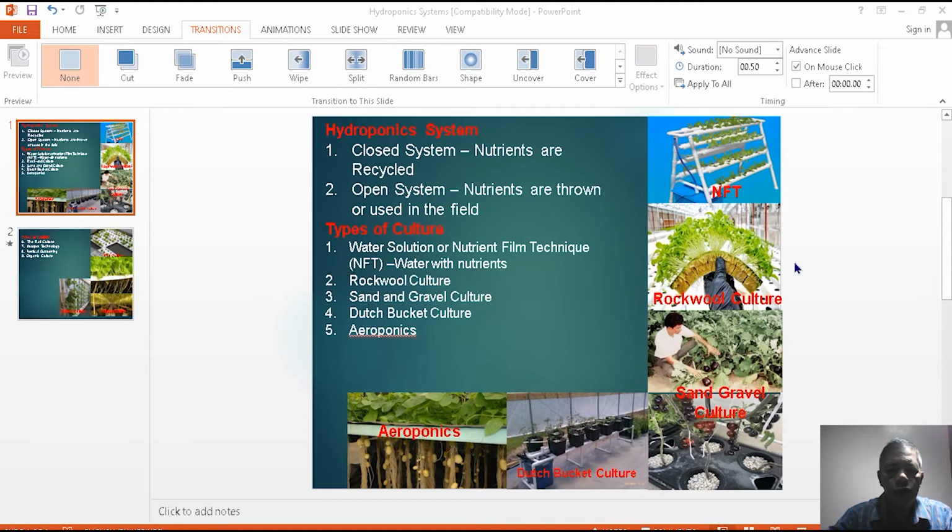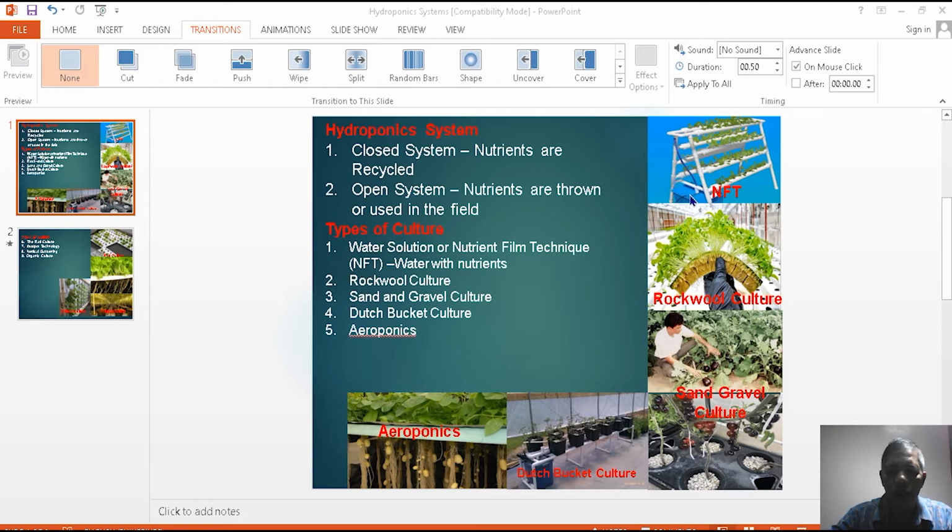There are two systems in hydroponics used today. These are the closed system and the open system. In the closed system, nutrients are recycled. Like in the case of this nutrient film technique, there's a tank, and this is the setup.